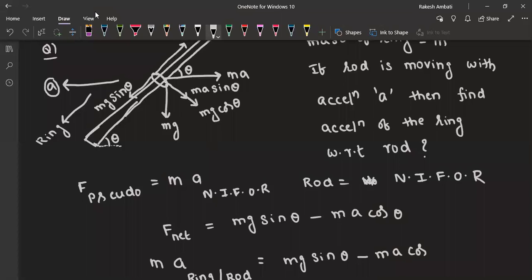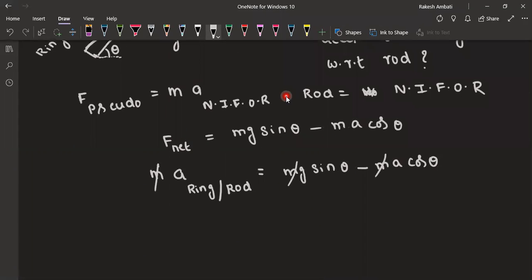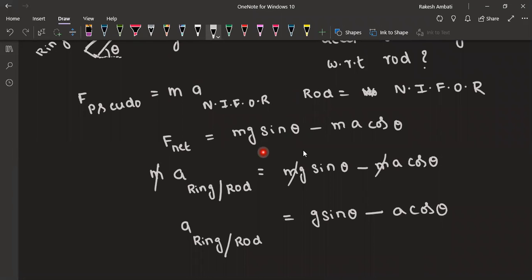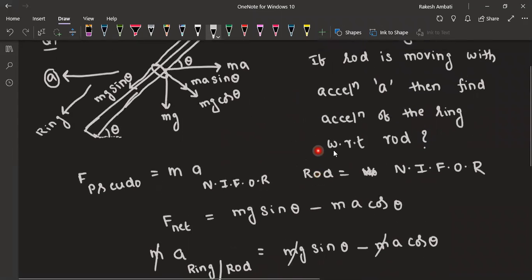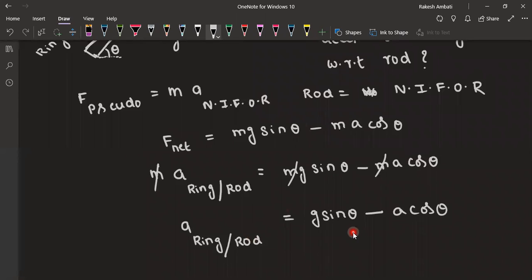On both sides M cancels. Therefore, the final equation: the acceleration of the ring with respect to the rod equals g sin theta minus A cos theta. This is what the question asked, and we got the same thing: g sin theta minus A cos theta.